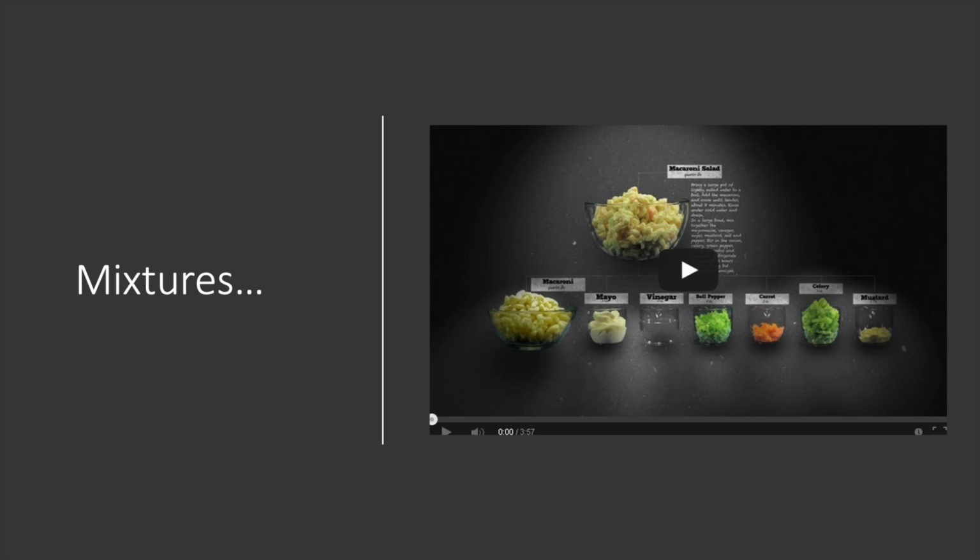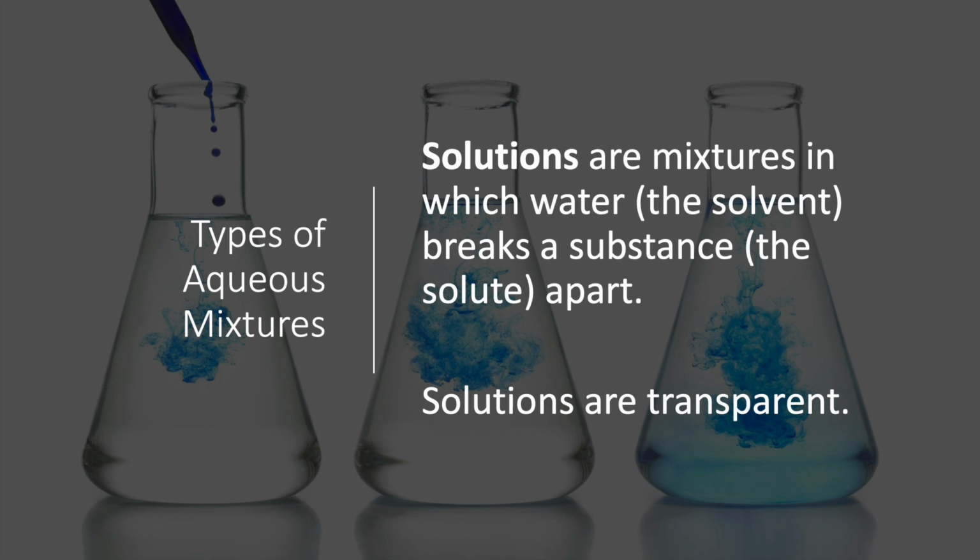Okay, so as you see, there are lots of different types of mixtures. We're going to be focusing most of this unit on solutions. And if you'll recall, a solution is where the actual molecules are hanging out inside of the solvent. So a solution is a type of aqueous mixture. Solutions are mixtures in which water, the solvent, breaks apart the substance. We call this the solute, okay?